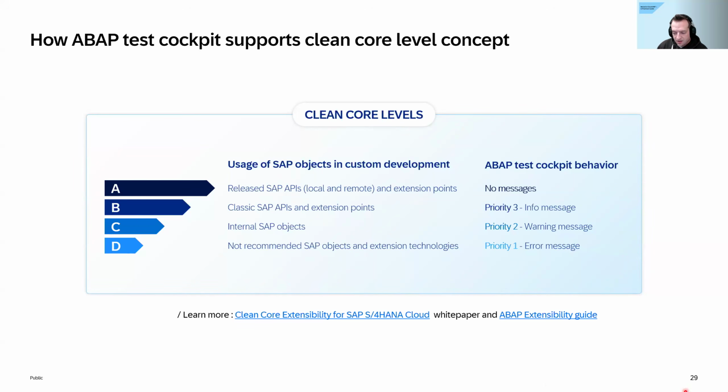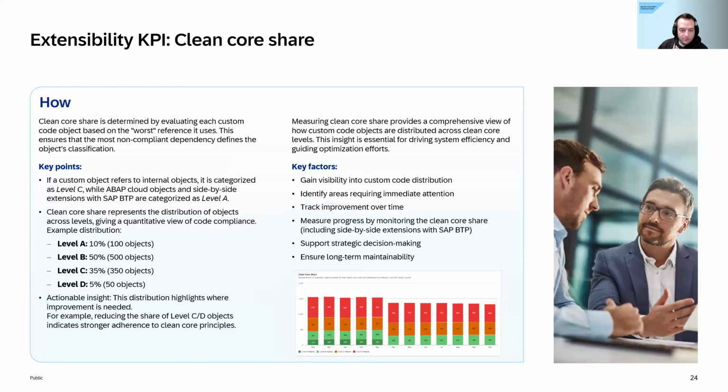That's what we mean with this level overview, it's based on the concept of saying the worst reference wins. But it gives you an overview: how many objects do I have that are super clean or that are not clean at all? But it doesn't tell you directly where to start.